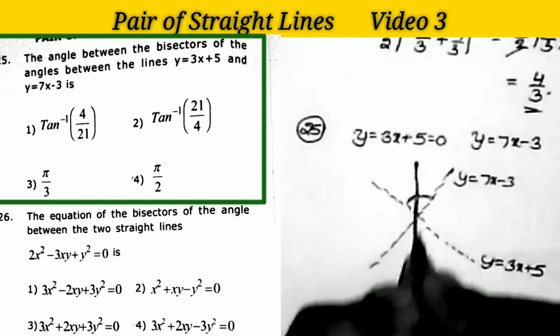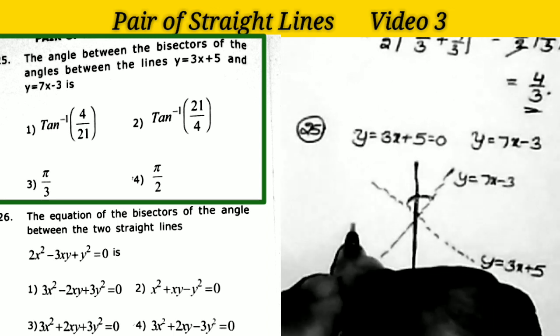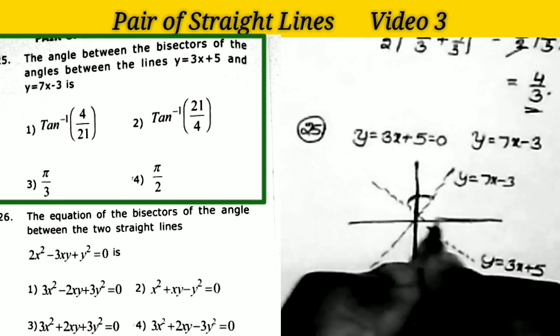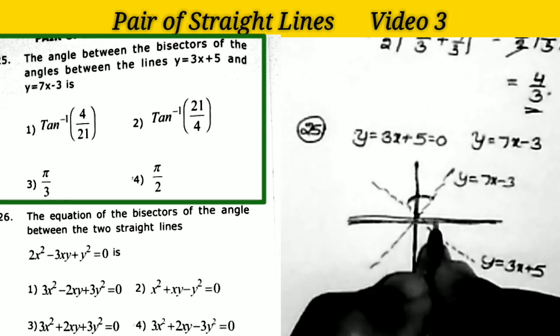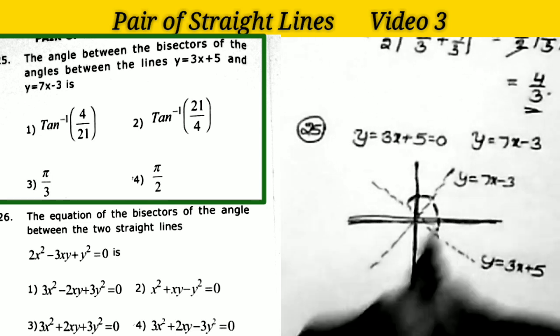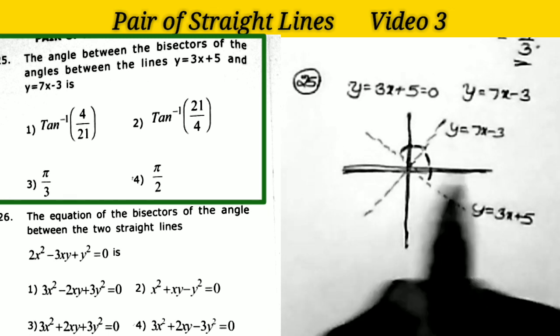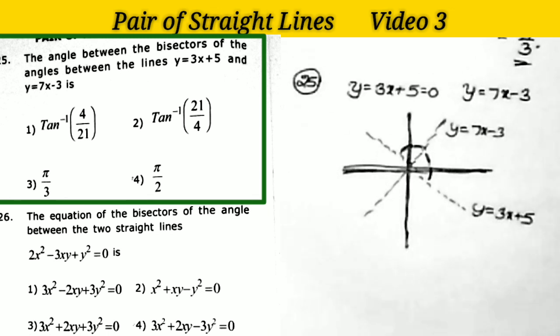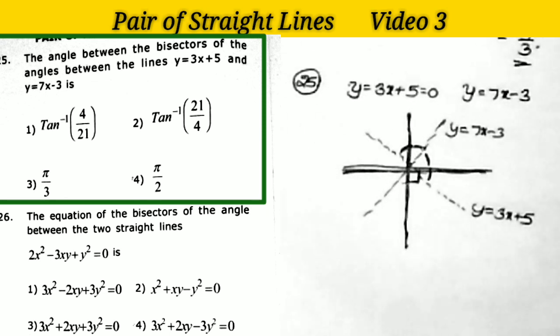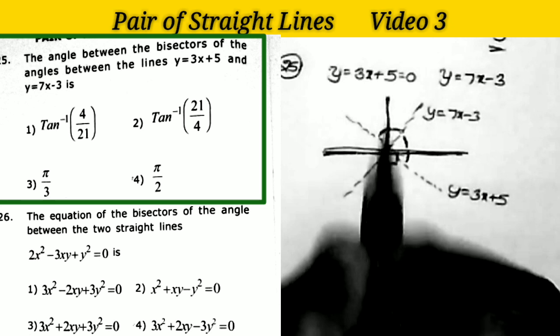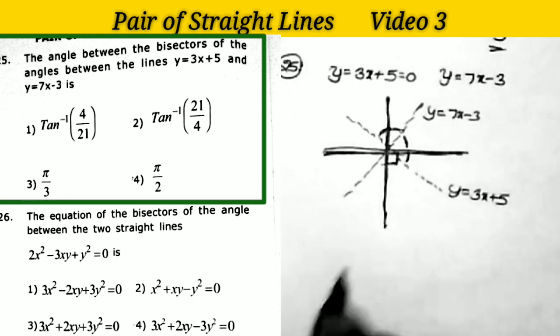This is the first angular bisector. And this is the second angular bisector. This is also the line which bisects the angle between the two lines. These two are the bisectors, and always remember that the two bisectors are always perpendicular to each other. Whatever the lines, the angular bisectors are always perpendicular to each other.